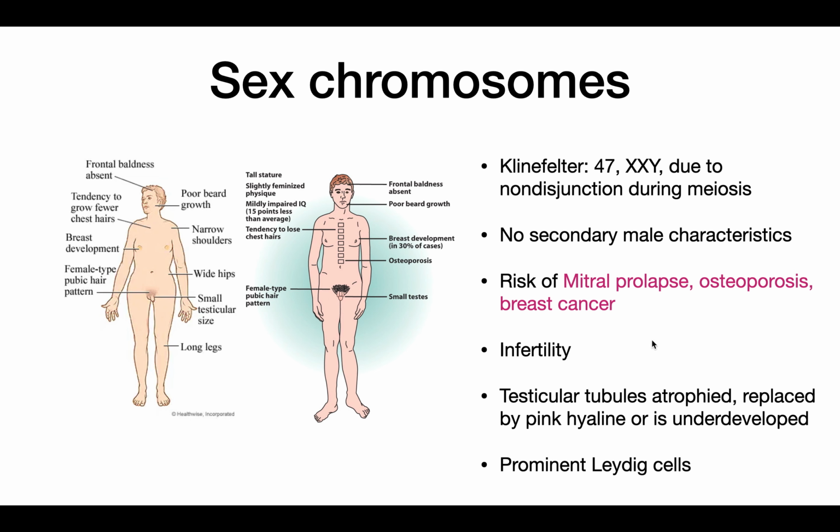Okay, so Klinefelter's is going to be 47 chromosomes, XXY, due to non-disjunction during meiosis. So there's a genetic male, but he's not going to form secondary male characteristics. Risks that we have to be considering are mitral valve prolapse, osteoporosis, and breast cancer, because there's no estrogen to prevent these, right? Well, the osteoporosis and the breast cancer. Infertility, because the testicular tubules are atrophied and are going to be replaced by pink hyaline, or are underdeveloped. Prominent Leydig cells, feminine physique, mildly impaired IQ.